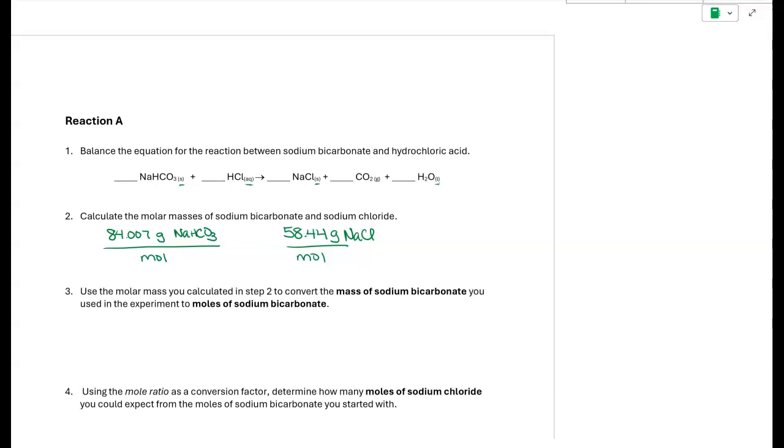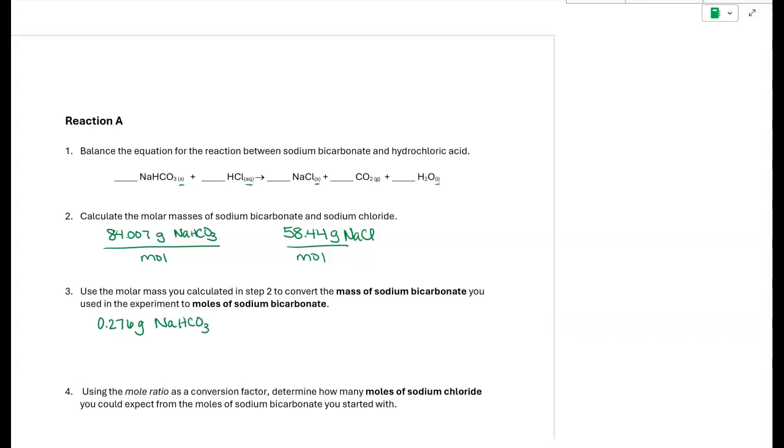So we take our mass of sodium bicarbonate, and we started with 0.276 grams. So I have 0.276 grams of sodium bicarbonate. Oops, I wrote nitrogen. Sodium bicarbonate.